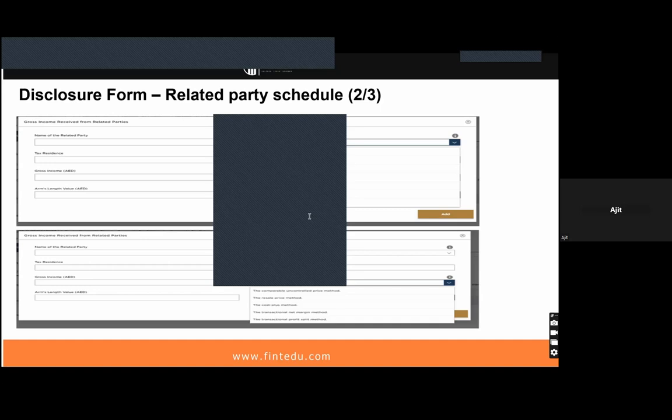See, there can be ambiguity. Someone can say this is not IP, this is royalty for IP, so I should go with the CUP method. Okay, sorry, I'm talking about the transaction type. The transaction type would be your IP, or any other transaction type. And when it comes to the method, it would be the comparable uncontrolled price method. If you have valued your IP accordingly, you will select the CUP method.